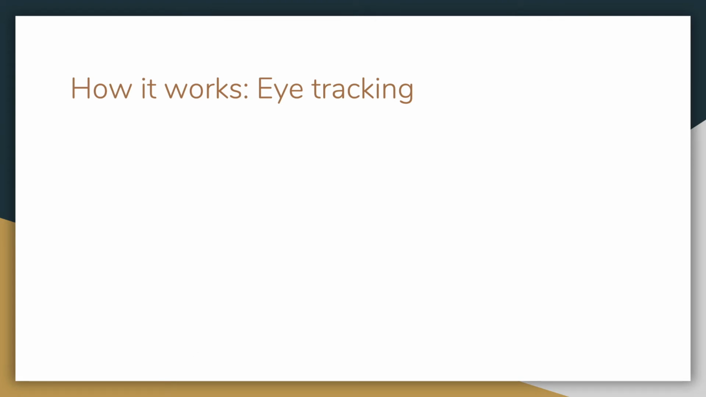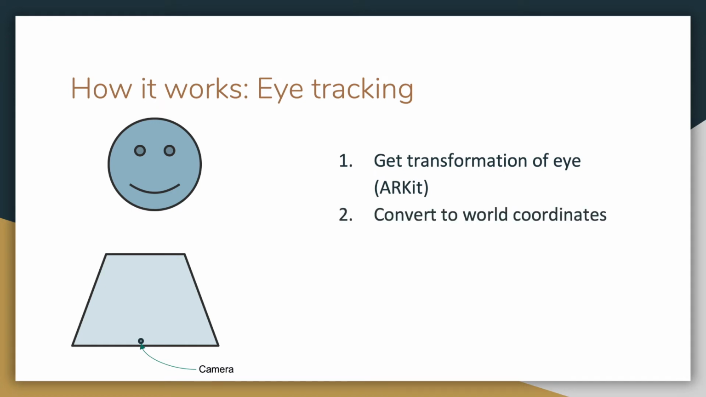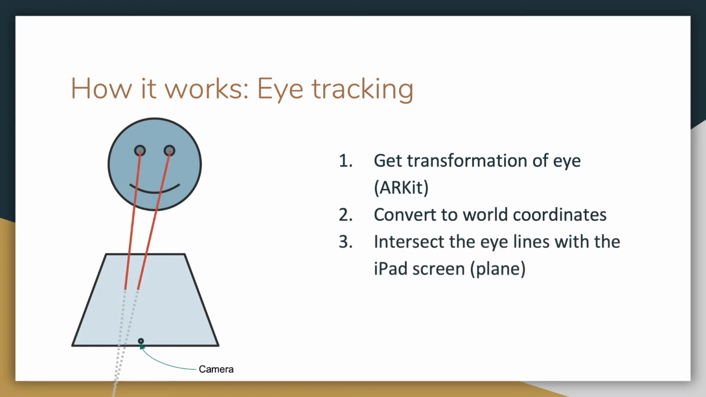Now that we've seen the demo, let's see how it works. This is a user, and this is their iPad screen from a top-down view. The system first gets a transformation of the user's eye using Apple's ARKit. Then it converts the eye transformation from the local face coordinate system to the world coordinate system. After that, it projects lines along the orientation of the eye and intersects those eye lines with the iPad screen, which in this case is just a plane.